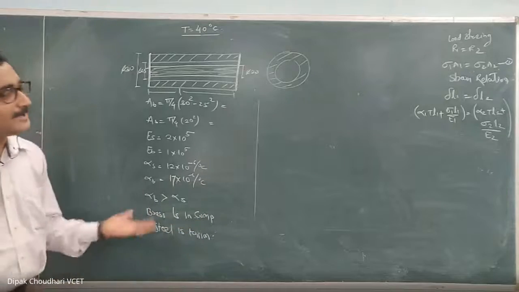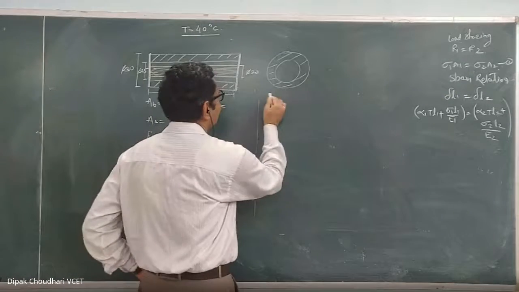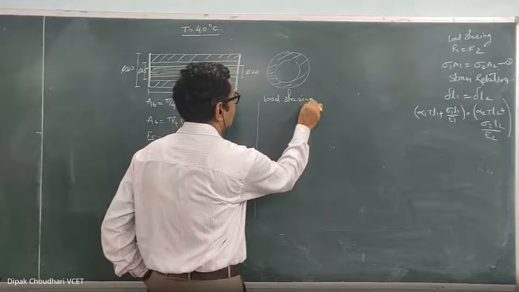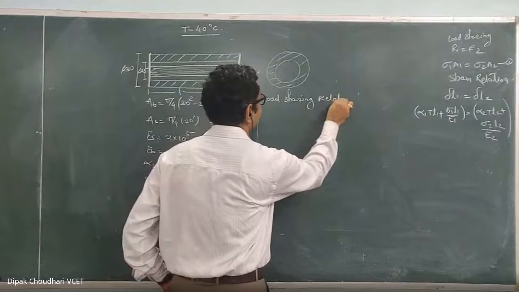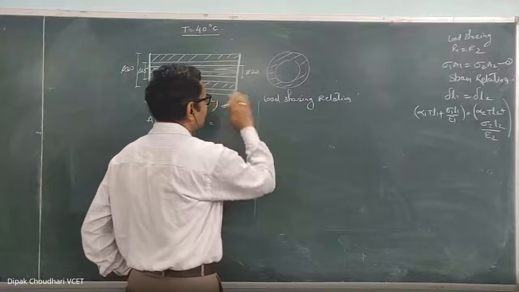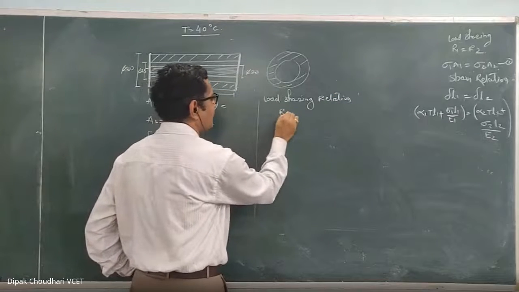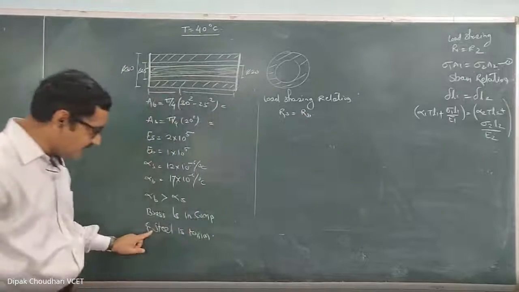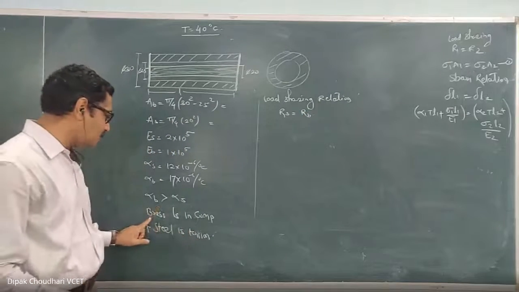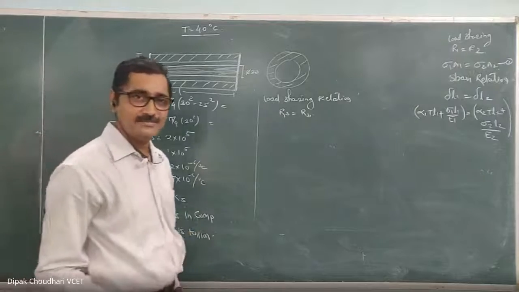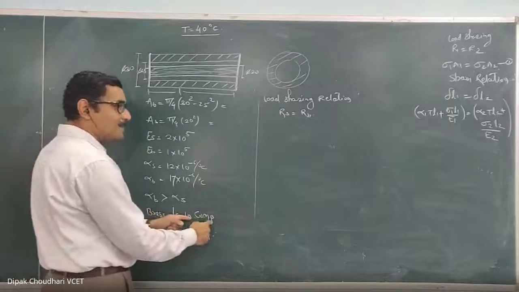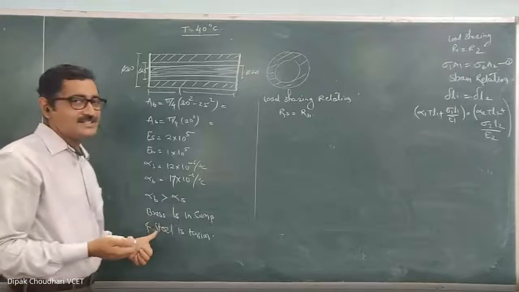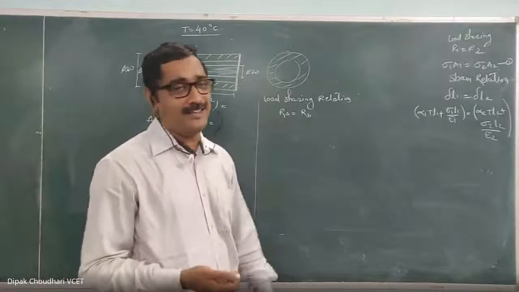Now let's write down the load sharing relation. Load sharing relation: the reactive forces on both are the same. Reactive force on steel is equal to the reactive force on brass, but the reactive force in steel is tensile in nature and reactive force on brass is compressive in nature. Since brass is in compression, the thermal stresses induced in the brass are compressive in nature and thermal stresses in steel are tensile in nature.